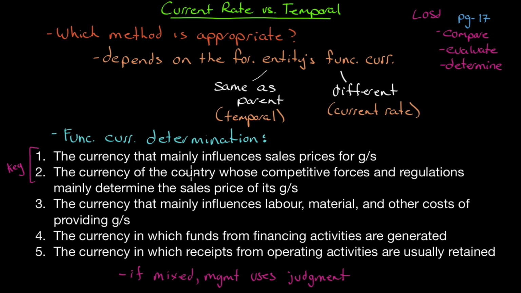Let's go through these 2 again, looking at our exporter, who exports everything to the U.S. in U.S. dollars, pays all their expenses in Canadian dollars, and breaks even. The currency that mainly influences the sales price for goods and services. That's the U.S. dollar. The currency of the country whose competitive forces and regulations mainly determine the sales price of its goods and services. Well, because everything is being exported to the U.S., it's the U.S. market that will determine the competitive forces and the price.